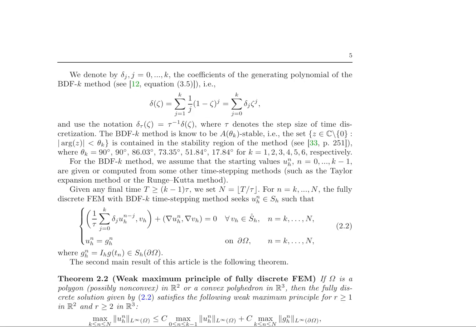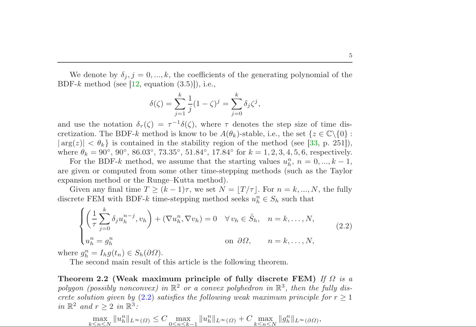The BDFK method is a timestepping method used in the finite element method, FEM, for solving partial differential equations. This method is theta k stable, meaning that the set of Z in C with absolute value of arg Z less than theta k is contained in the stability region of the method. The stability angle theta k depends on the value of k, with theta k equal to 90 degrees, 90 degrees, 86.03 degrees, 73.35 degrees, 51.84 degrees, and 17.84 degrees for k equals 1, 2, 3, 4, 5, and 6, respectively.